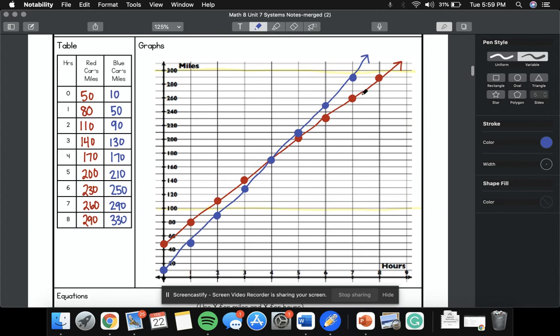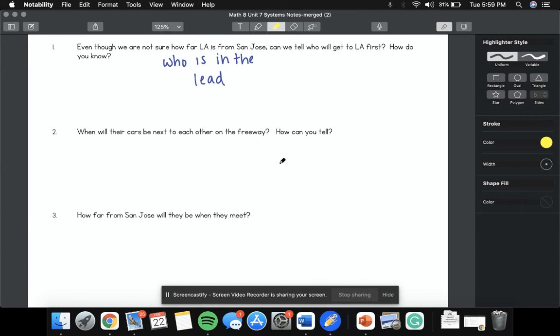Well, when we look at the table, we can see it a couple different ways. I notice that at 4 hours, they're both 170 miles outside of San Jose. I also can see it from the graph because at this point right here, they're literally on top of each other. They're on the same point and they cross over each other. So when they ask, when will their cars be right next to each other? It'll be after 4 hours. And you could look at the table or you could look at the graph.